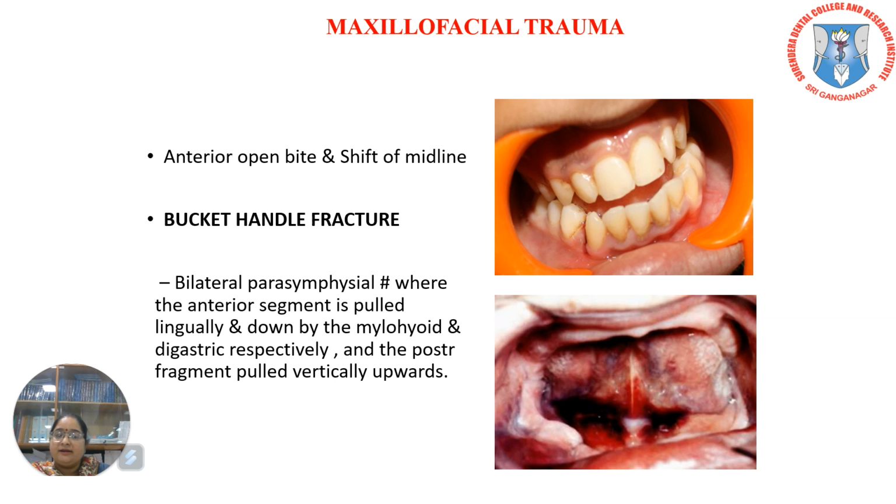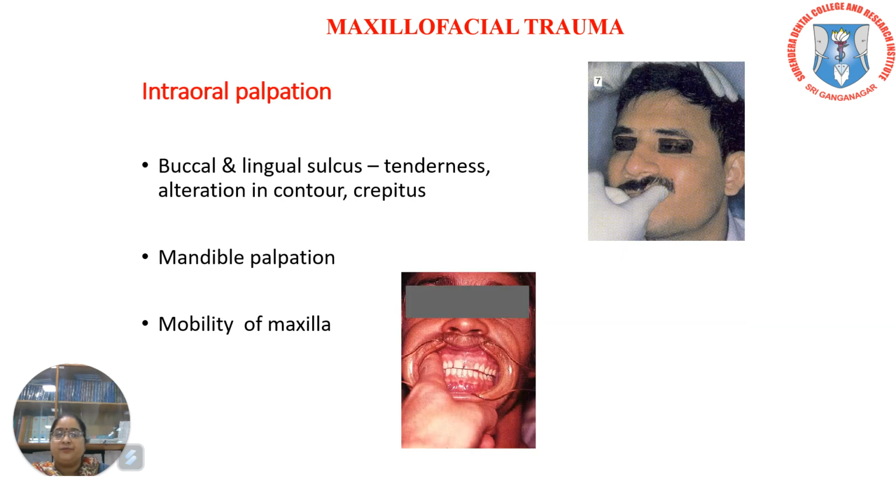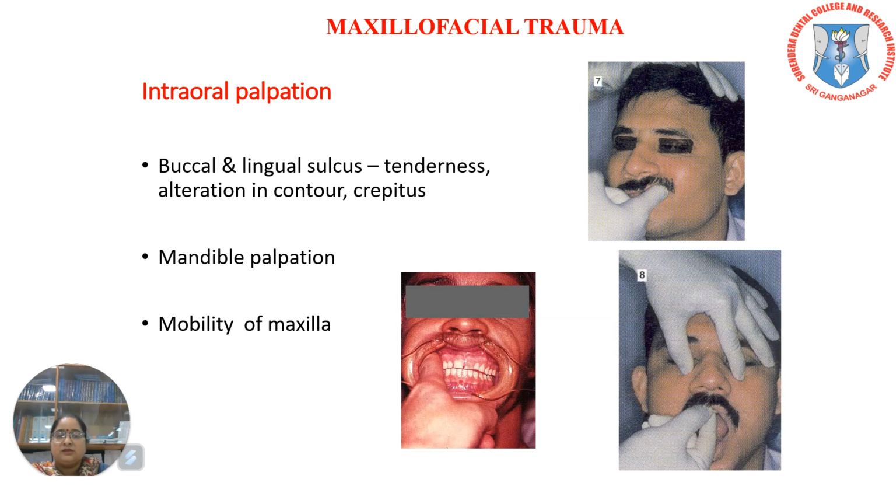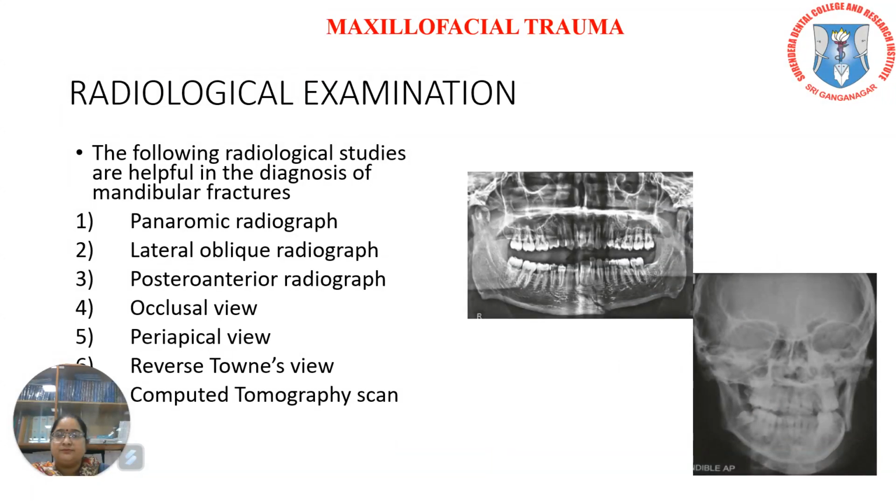Bilateral, what is a bucket handle fracture? It is commonly seen in edentulous patients. Bilateral parasymphysis where the anterior segment is pulled lingually and downward by the mylohyoid and digastric muscles respectively. So the posterior segment is pulled backward, pulled vertically upward. So it will give a typical bucket handle fracture. Or intraorally, other examination we can do is for the mobility of the maxilla and mandible. See, mobility of the maxilla which I can check by bimanual palpation.